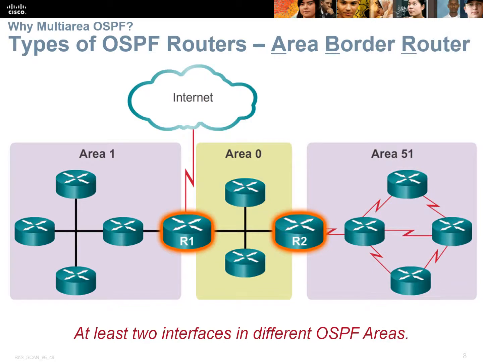An area border router is the border between two areas. So an area border router is a router that has at least an interface in two different areas. Router 1 has an interface in area 1 and area 0, and router 2 has an interface in area 0 and in area 51. So they're area border routers.